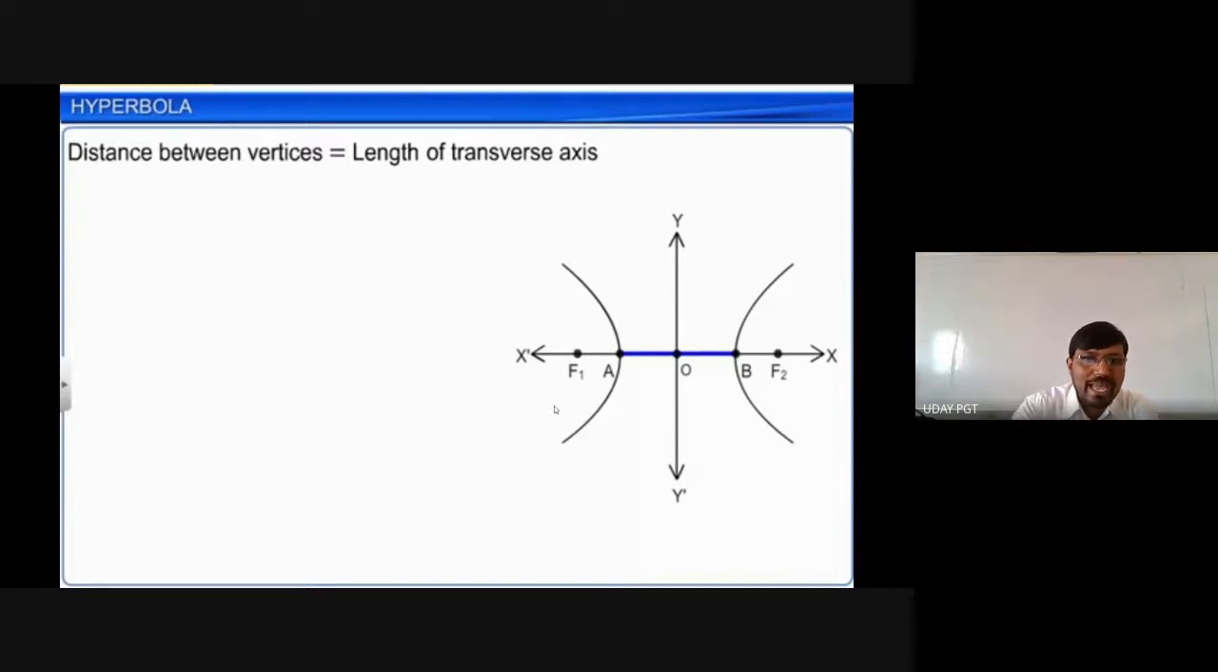Did you understand? The distance between the two vertices is the length of the transverse axis. Actually, the transverse axis is a line, and a line does not have a length; a line segment has a length. But whenever you take the distance between the two vertices, we call it the length of the transverse axis.